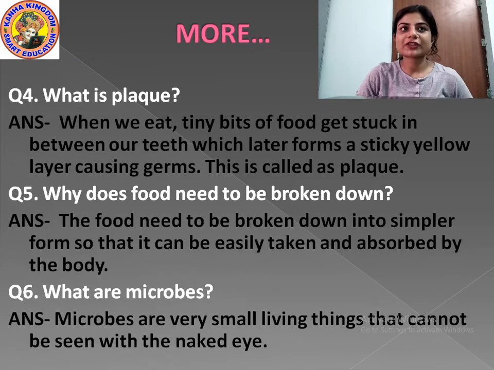So now students, question number 4. What is plaque? The answer is when we eat, tiny bits of food get stuck in between our teeth, which later forms a sticky yellow layer causing germs. This is called plaque.